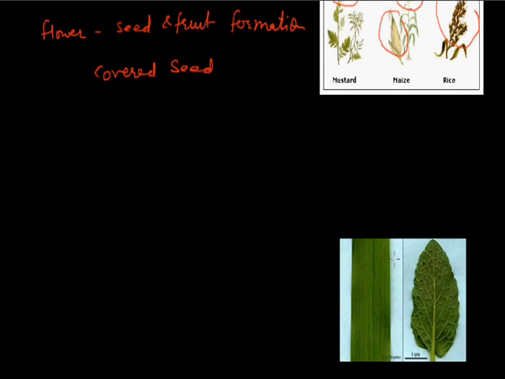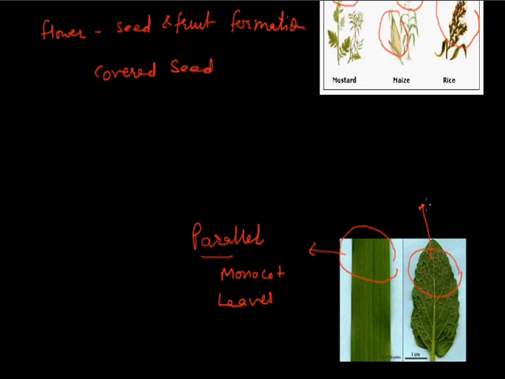As we discussed already, this is the monocot venation. The veins are parallel to each other, so we call it the parallel venation. Parallel means the veins are parallel to each other. So this is found in the monocot plants or monocot leaves. And this is the reticulate venation. This type of venation is found in the dicot or dicotyledon leaves. Here the venation is reticulate.